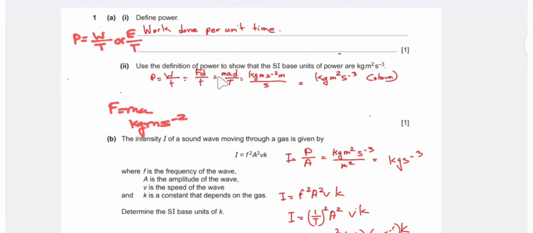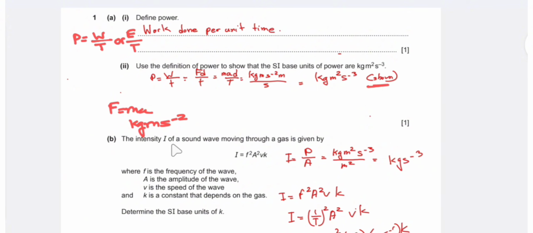The SI unit of mass is kilogram. For acceleration, it is meter per second square. The SI unit of distance is meter, and for time, it is second. So there is nothing to cancel, but we need to rearrange that, and it would be kg meter square per second cube, as shown.